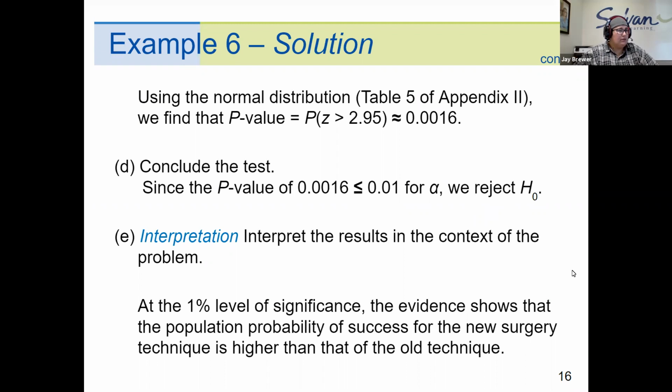Interpreting the results in the context of the problem. At the 1% level of significance, the evidence shows that the population probability of success for the new surgery technique is higher than the old technique.